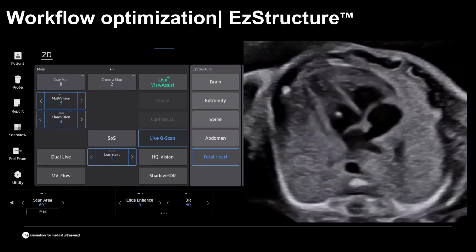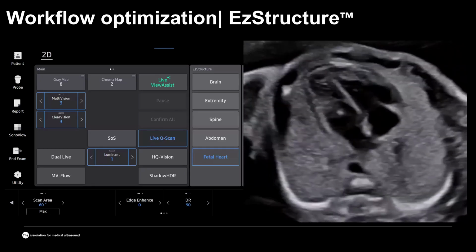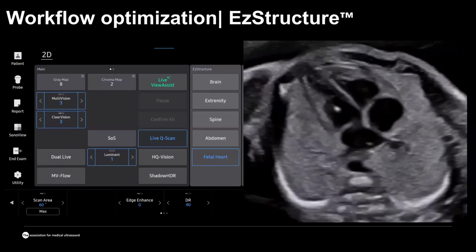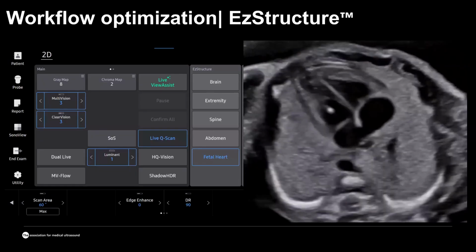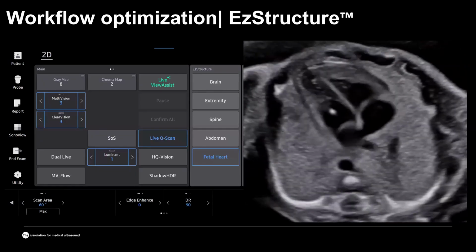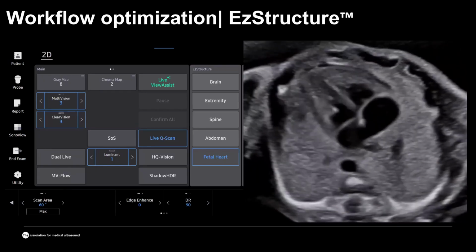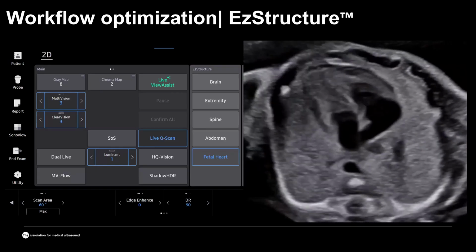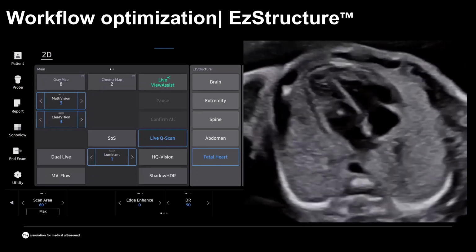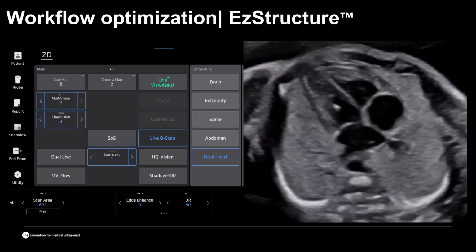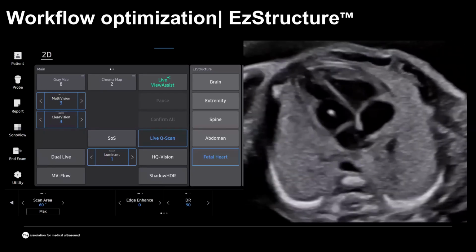But also the new concept is applied to the presets themselves. We all know very well that sometimes you need to be opportunistic so that the baby shows the brain better, and then all of a sudden you have to jump to the heart. So you can stay within the same preset and go to the sub-presets that are designed specifically for certain fetal organs, including the brain, extremity, spine, abdomen, and the fetal heart itself. And that technology is specific to Samsung ultrasound equipment. It's called Easy Structure.